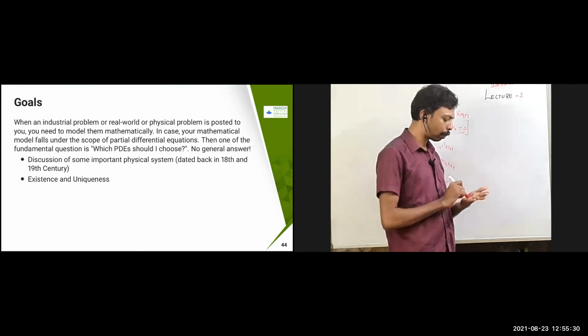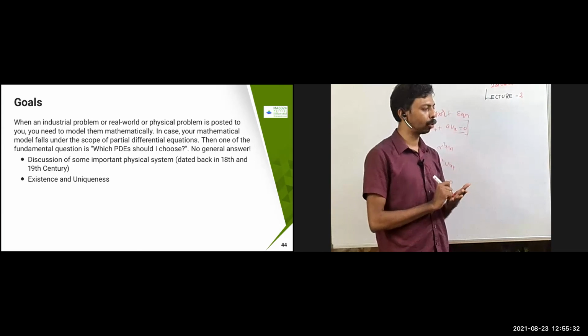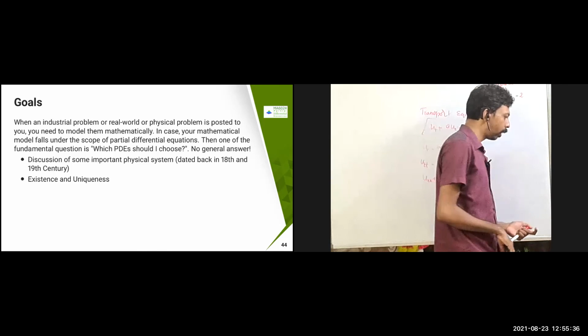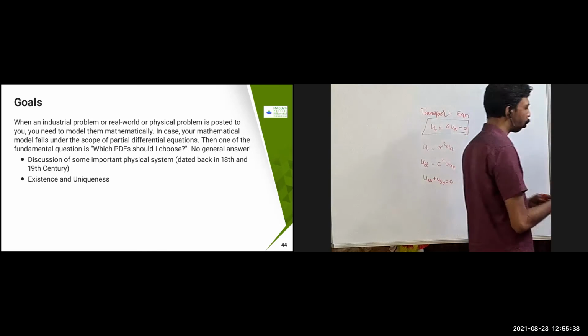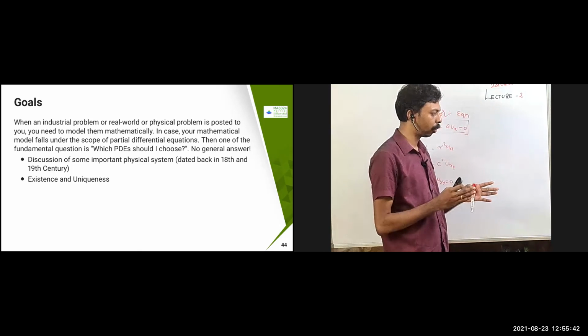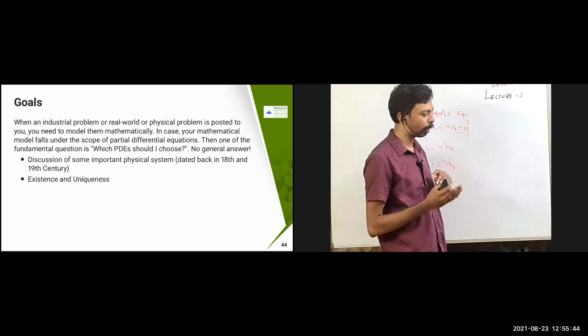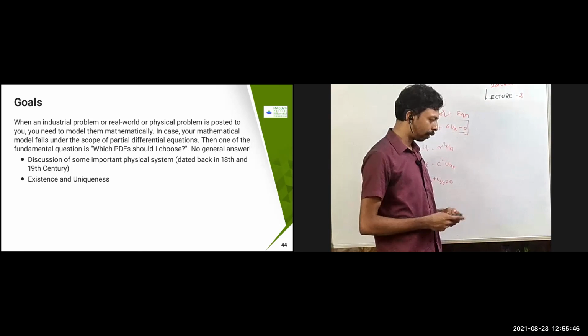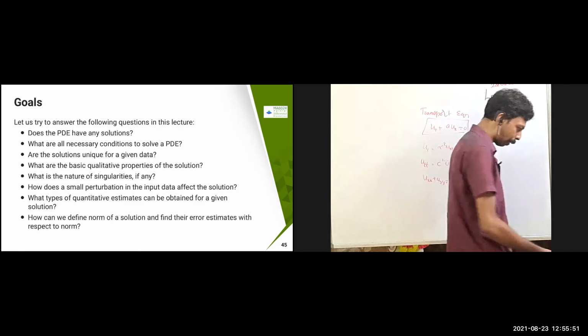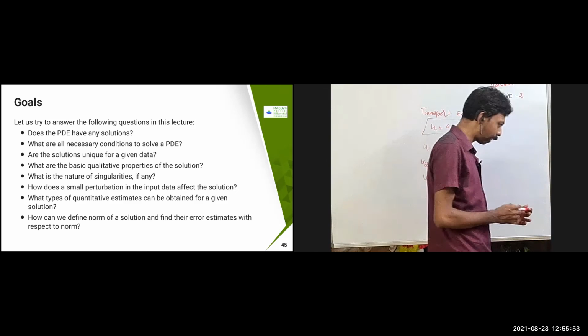So one of the fundamental questions is, which PDE should I choose? Suppose you have a real-world problem; which PDE you have to choose, you have to check that. There is no general answer for that. So we will discuss some of the important physical systems which have been there from the 18th century onwards. Then existence and uniqueness also we are going to discuss. We will try to answer the following questions in this lecture.